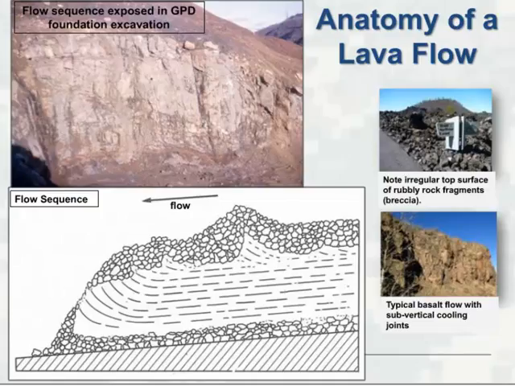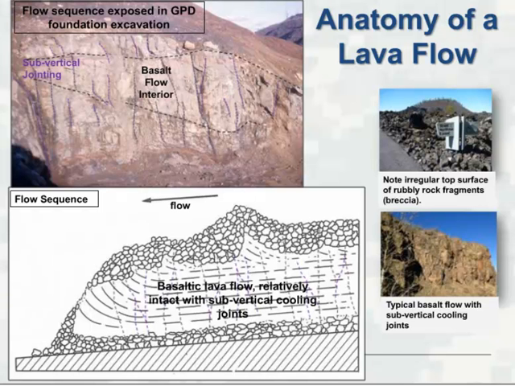So we're looking at a photo on the top and a diagram on the bottom. And as we toggle through these, we'll see the little sections of these flows. Okay, so the interior core of a lava flow will consist of basalt or andesite. The main body of the flow is usually relatively intact. It has high strength. There are a lot of subvertical cooling joints within that interior part of the flow.